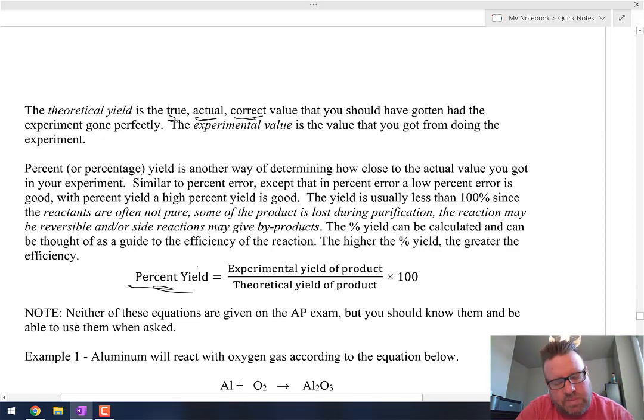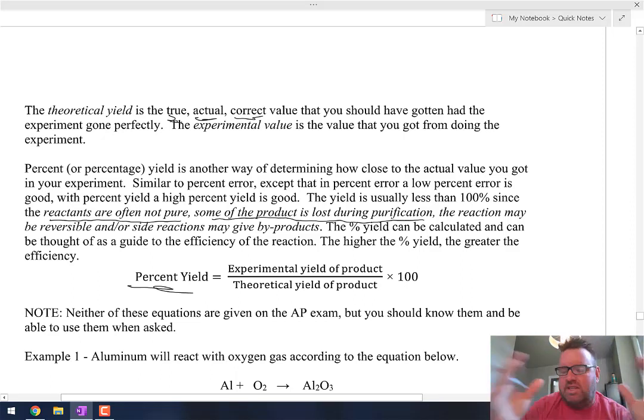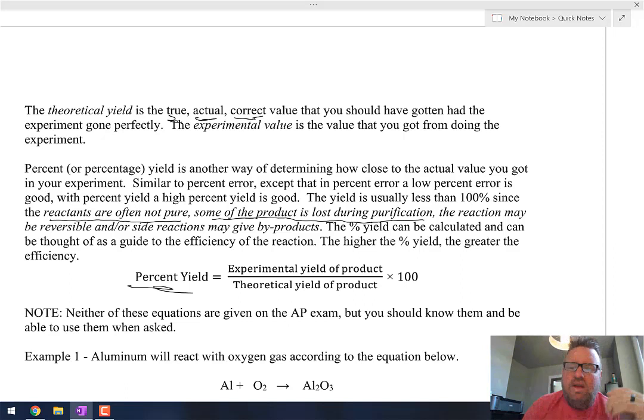and I italicize this because of course they've asked questions about this. Why might your percent yield not be 100%? Why don't you sometimes get what you should have gotten? One reason is because sometimes the reactants aren't pure. Sometimes there's some impurities in those reactants. Sometimes some of the product is lost during purification. Some of it gets spilled, some of it gets heated up and turns into a gas, etc.